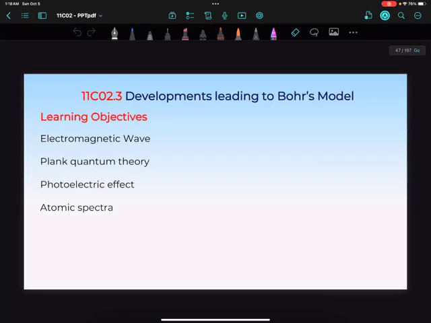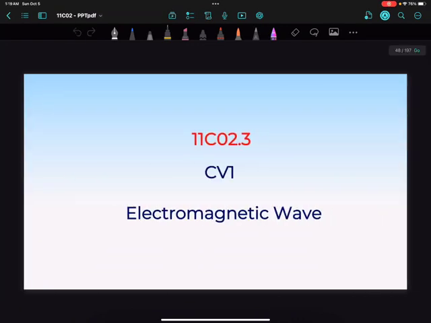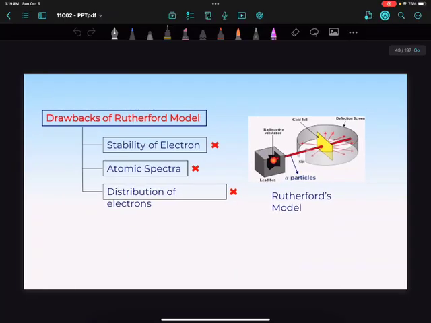So first, today's learning objectives will be: electromagnetic waves, what is an electromagnetic wave, the Planck quantum theory, the photoelectric effect, and the atomic spectra. So now let's learn about electromagnetic waves.